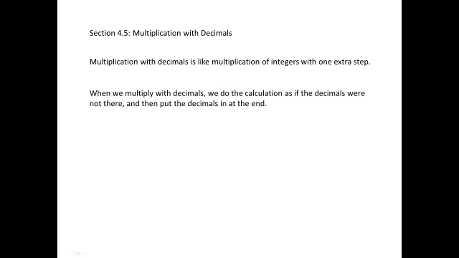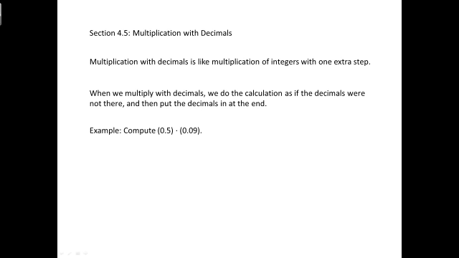Section 4.5, multiplication with decimals. Multiplication with decimals is like multiplication of integers with an extra step. When we multiply decimals, we do the calculation as if the decimals were not there and then put the decimals in at the end.